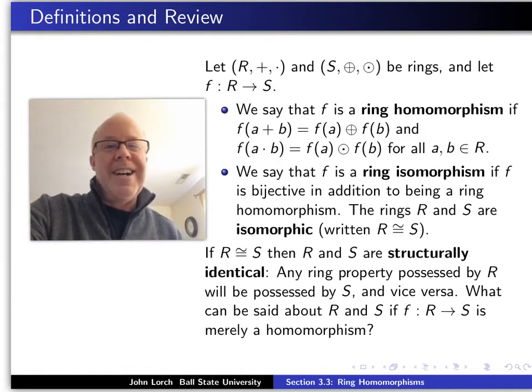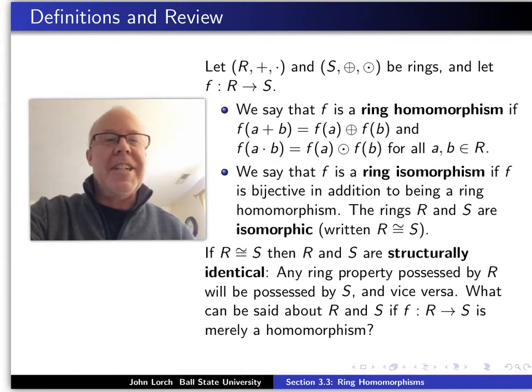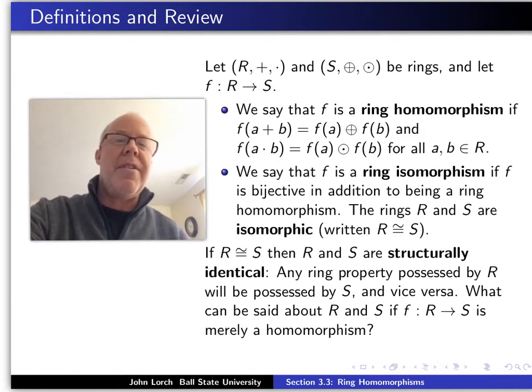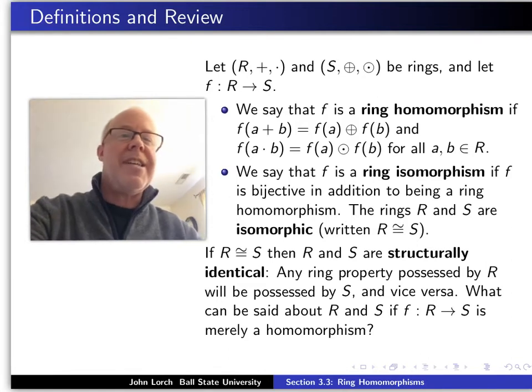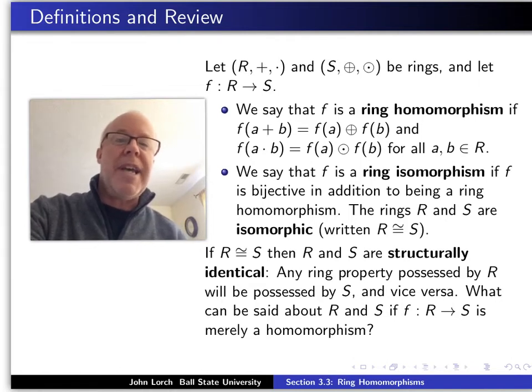Hi everyone. This is a continuation of our discussion about section 3.3 in our text, which is about ring homomorphisms. So first, a little bit of review. If you have a couple of rings, R and S, and you have a function from R to S, that function is a homomorphism if it respects both addition and multiplication.